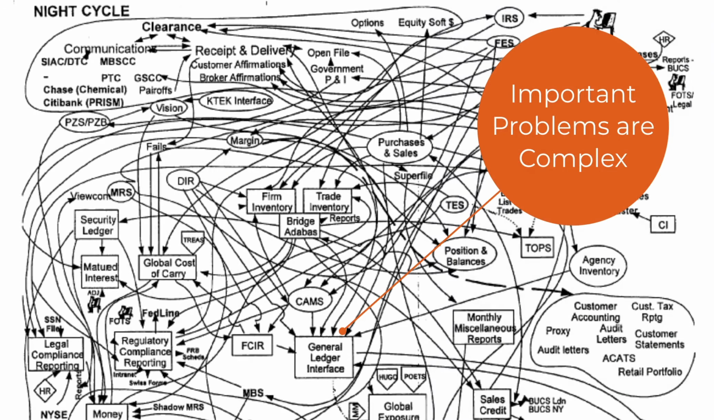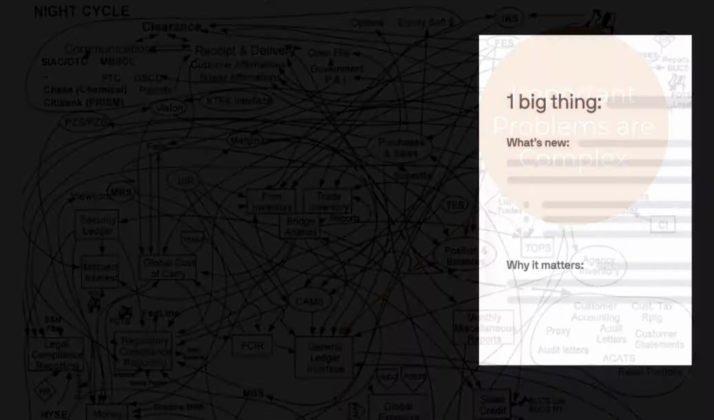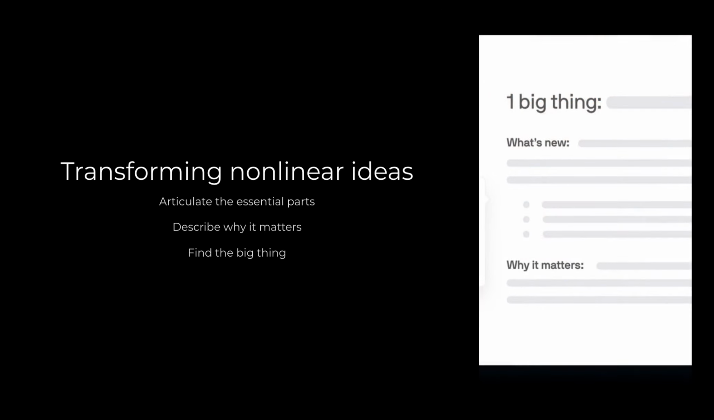So there's a dilemma. The nonlinear thinker's dilemma, we'd call it, is that challenging problems are interconnected. They're complex. And if you can understand them, you can do great things. But you not only need to understand them, you need to communicate them in a way that people understand. That's what we're talking about when saying transforming your ideas. We're saying finding and articulating essential points, describing why it matters, and then focusing the big thing.